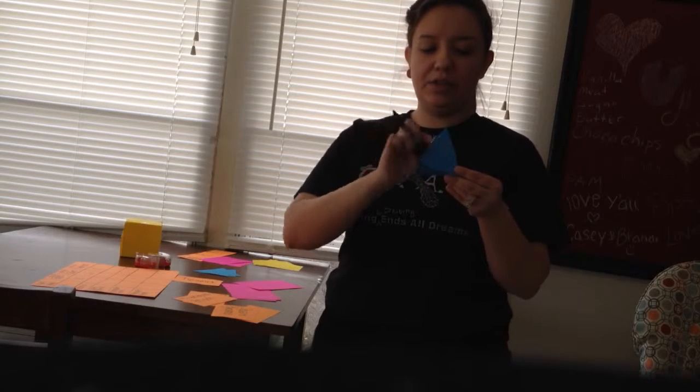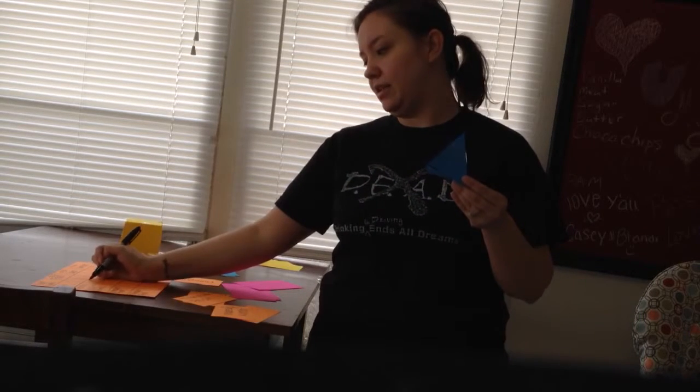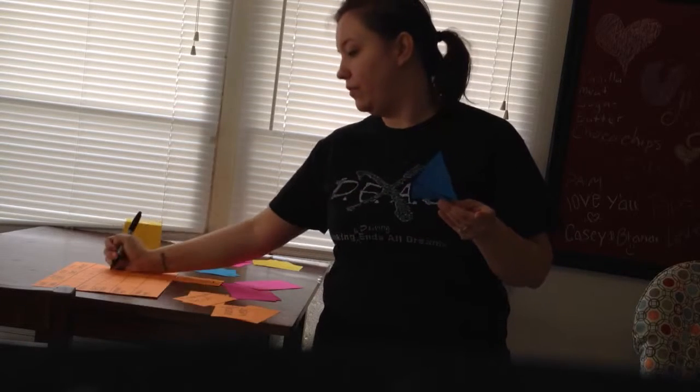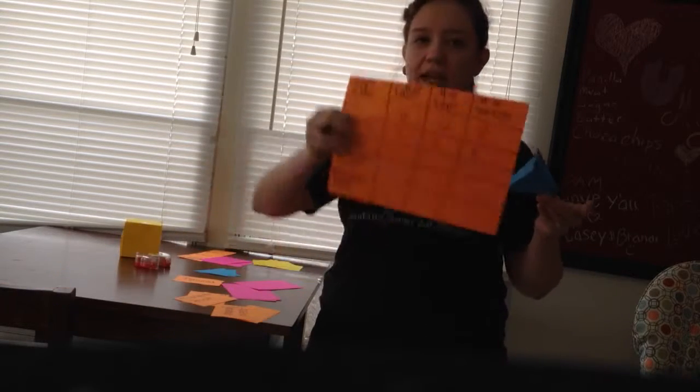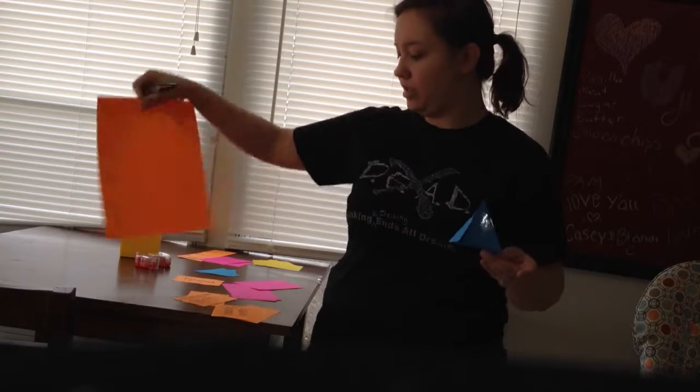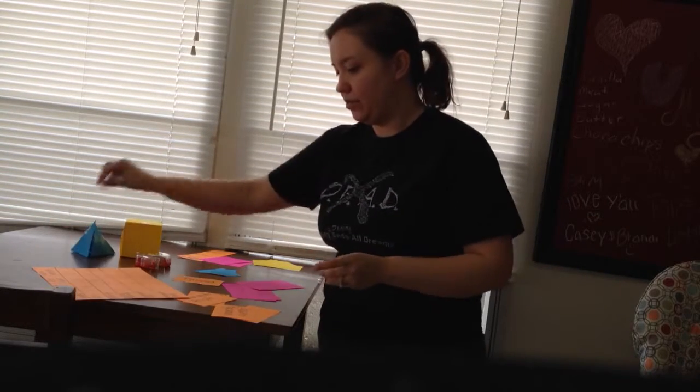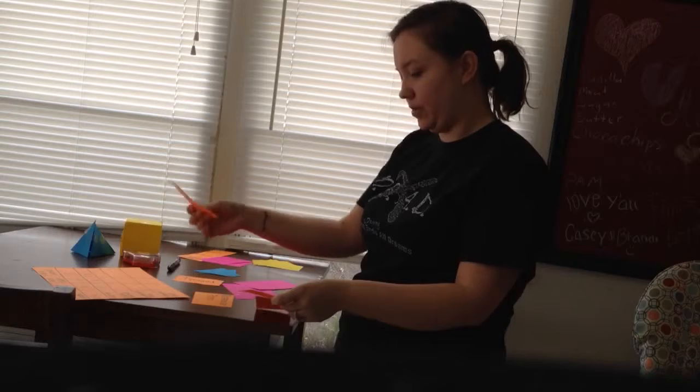So here we have our triangular pyramid. We'll go ahead and fill out our chart. It has 1, 2, 3, and 4 faces. 1, 2, 3, 4, 5, and 6 edges. And 1, 2, 3, 4 vertices. Go ahead and fill out that chart for later. And we'll go ahead and move on to our square pyramid.